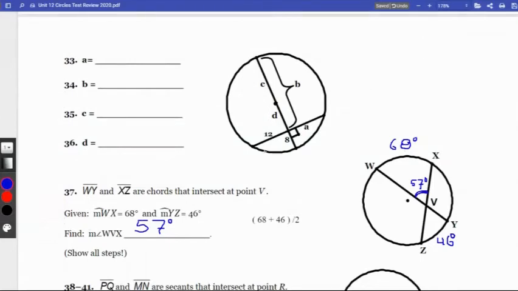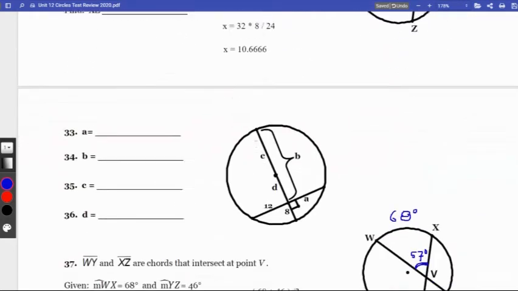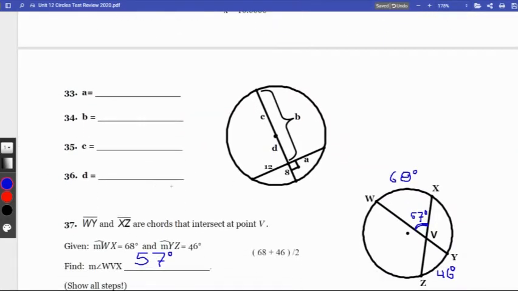33 through 36 is a good one for us to take a look at. We're given a couple of side lengths. We're given that this is perpendicular. Again, if this radius is perpendicular to this chord, that means that it's bisected, and A must be 12.